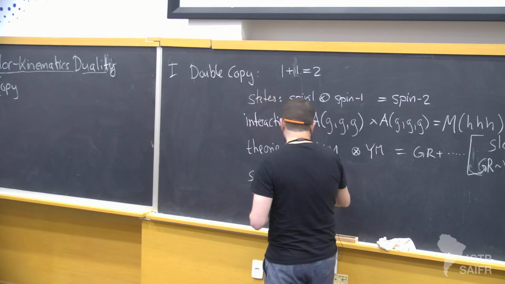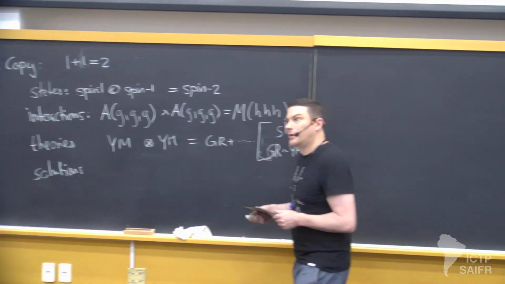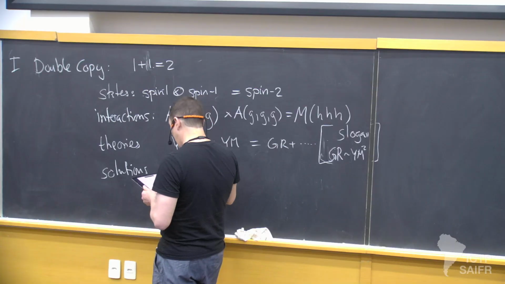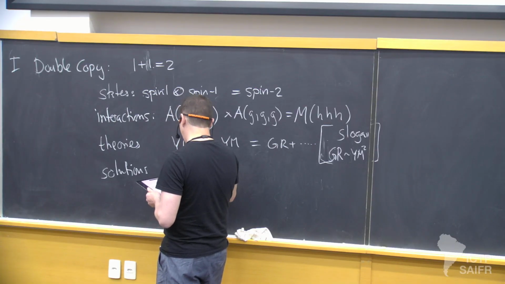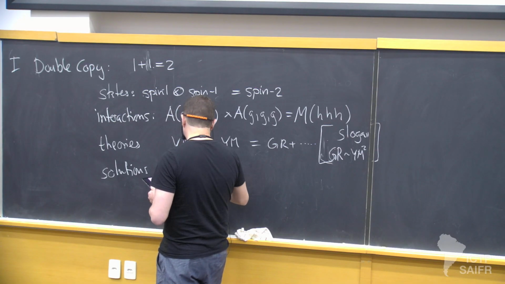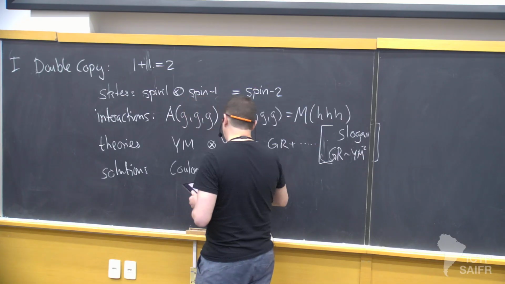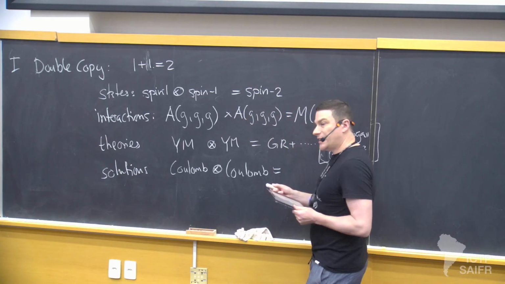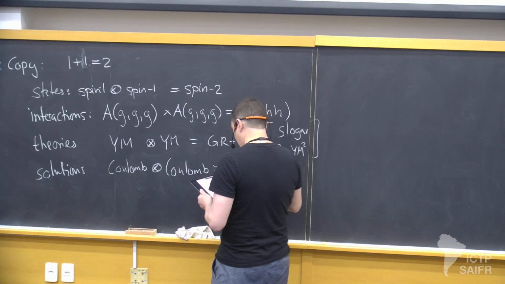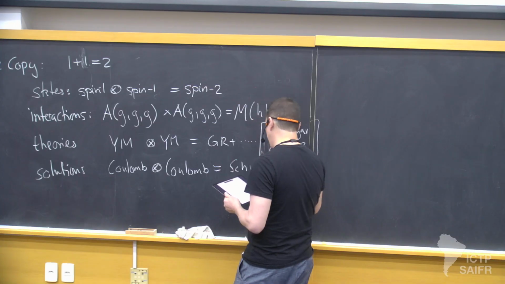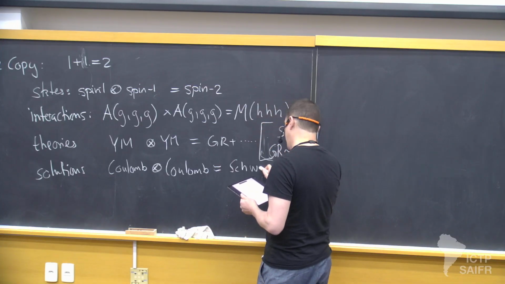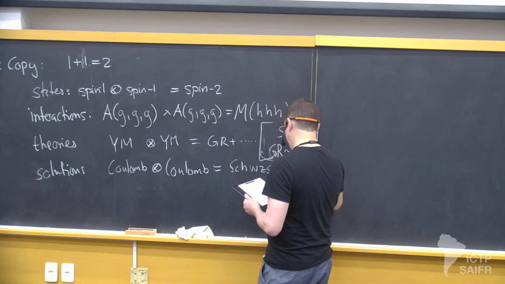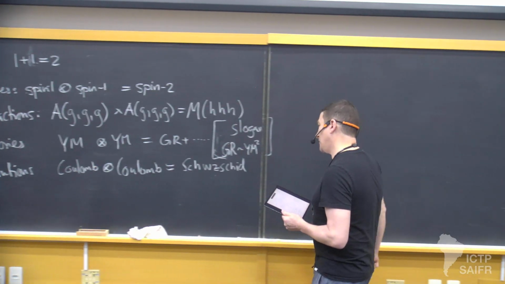So people have looked at solutions in electromagnetism and then related them to solutions in GR. For example, there's a relation between the Coulomb solution, so basically two copies of Coulomb, and that has been matched to Schwarzschild, albeit in very special coordinates, which are basically called Kerr-Schild coordinates. Let's see if I can spell Schwarzschild correctly. Maybe Ricardo can tell me if I did that.